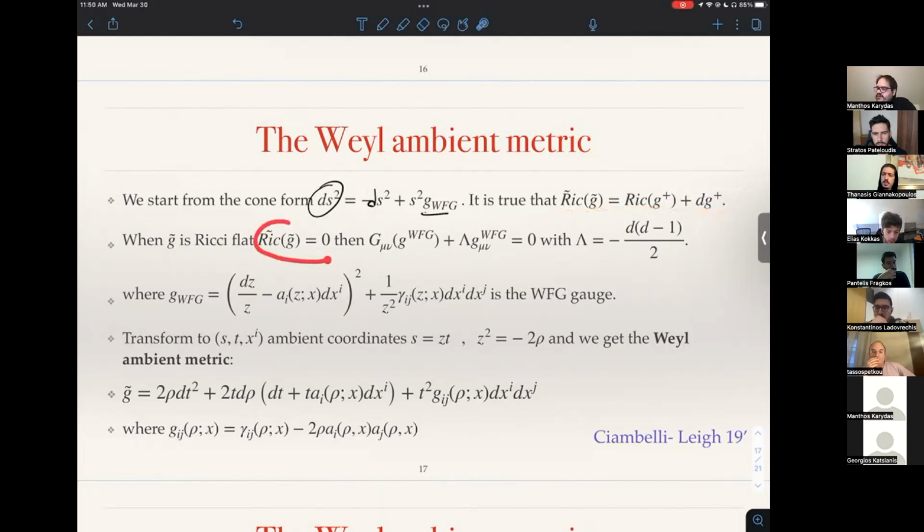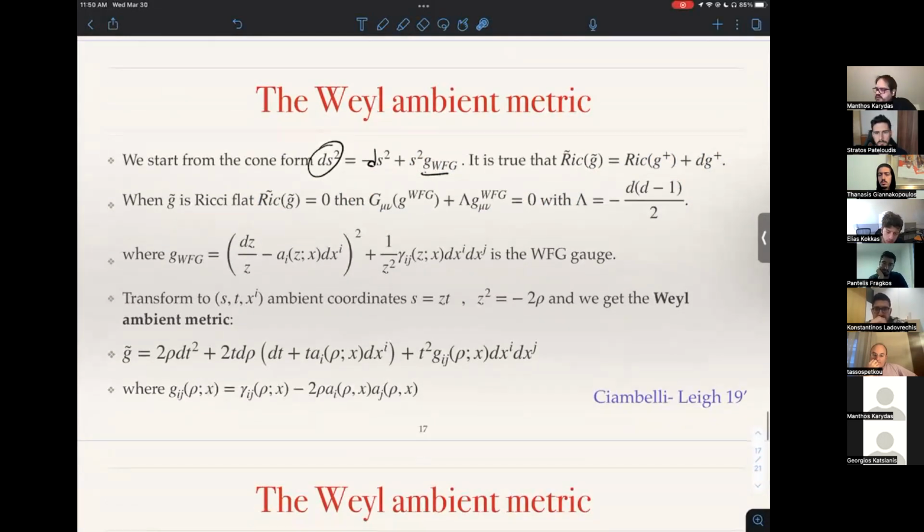So if the ambient metric is Ricci flat, then what you get is that this metric, which I call G plus here, sorry, satisfies Einstein's equation with a negative cosmological constant. And that's under de Sitter, asymptotically under de Sitter spaces. And that's how the connection with holography comes.